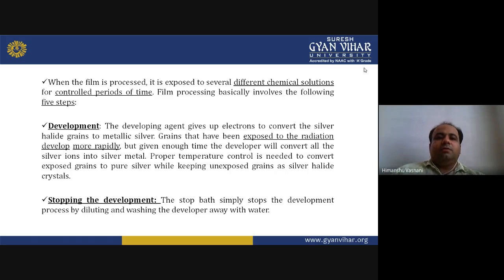Okay, what does the developer do? It gives up electrons and converts silver halide to metallic silver. Now stopping the development: the stop bath simply stops the development process by diluting and washing the developer away with water. After a certain time, they stop the development.